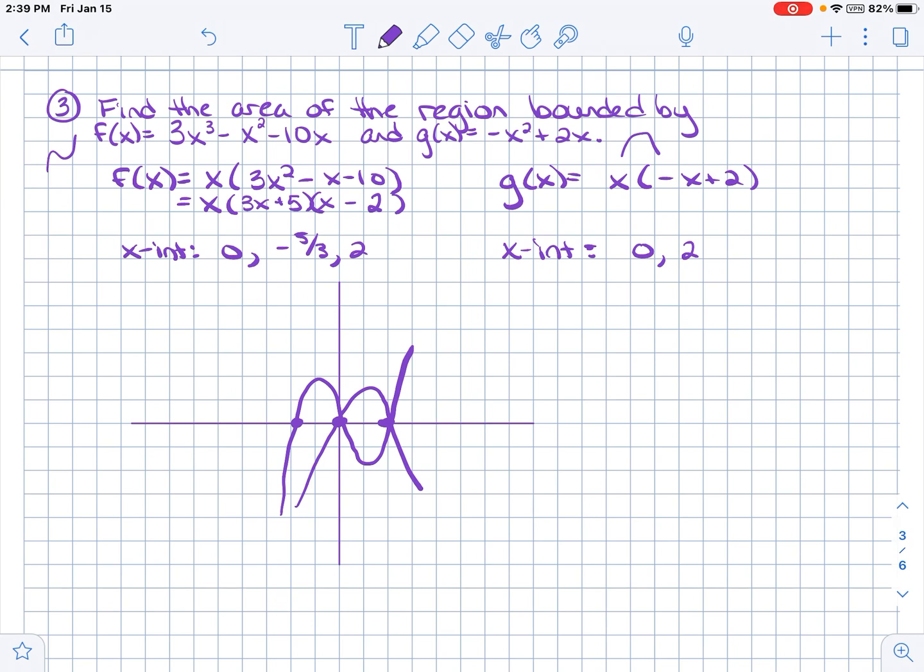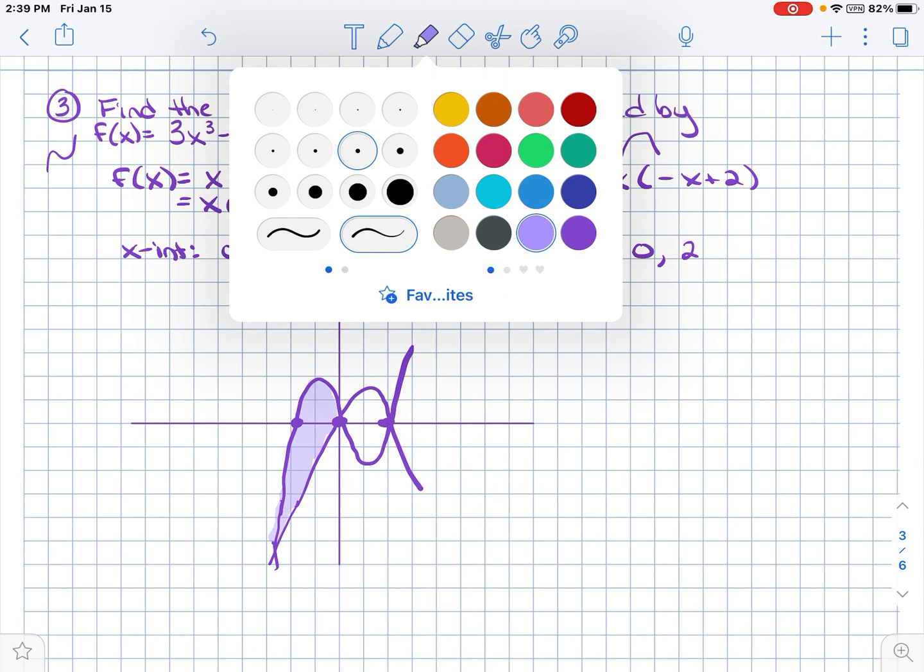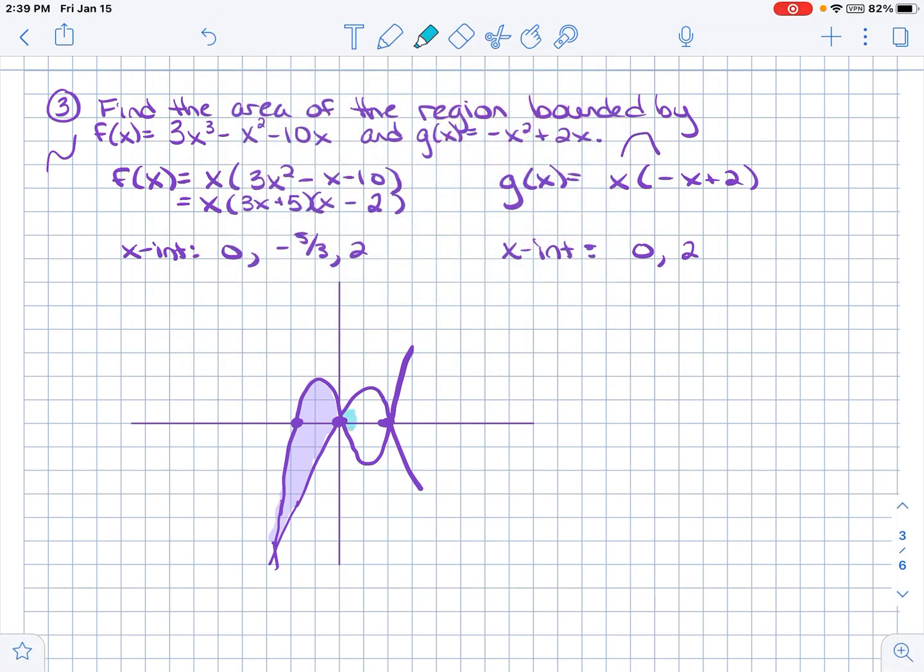This is starting to look a little strange, but if you were to continue these two functions down here, they're going to intersect again. So really what's happening is I have two different areas that I'm trying to find. I'm trying to find the area of that region, and I'm trying to find the area of this region as well.